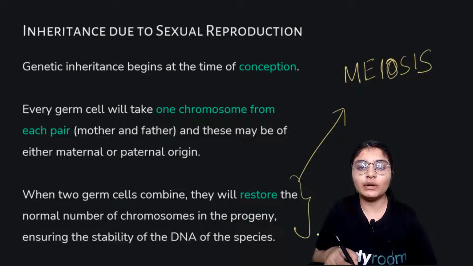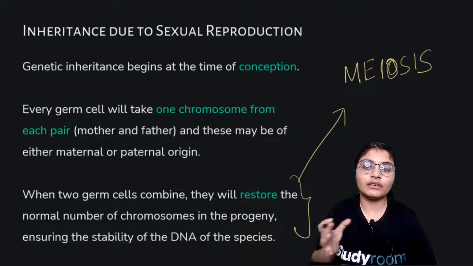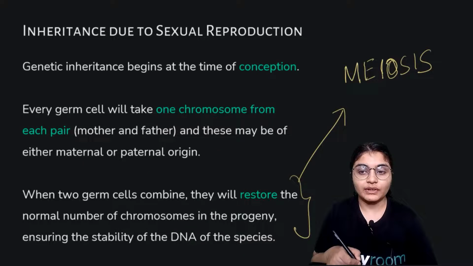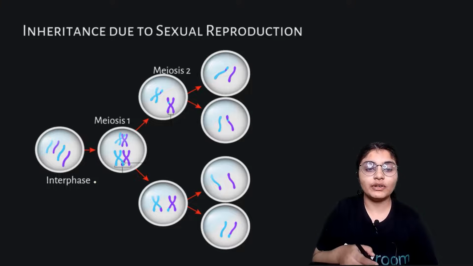Now, suppose you inherited 23 chromosomes from your mother and 23 from your father, right? And that is how, combining the 23 from the mother and 23 from the father, you are getting 46 chromosomes in your body, in your genetic makeup, right? And such a mechanism of inheritance explains the results of the Mendelian experiments and is used by all the sexually reproducing organisms. Okay, here you can see how meiosis is happening.